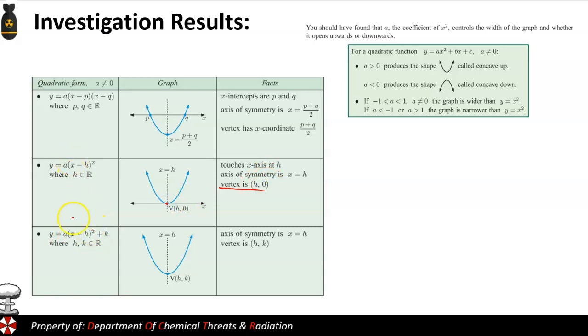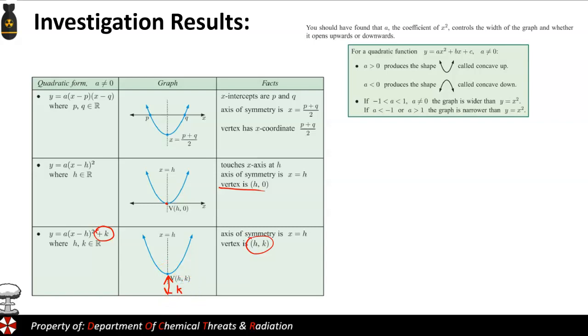If we then use the same function but we add a plus k, we find that the axis of symmetry is still x equals h. The vertex is now (h, k). What this means is the k is just displacing the quadratic up or down by that value.